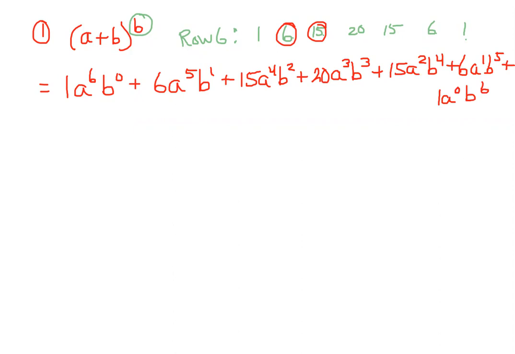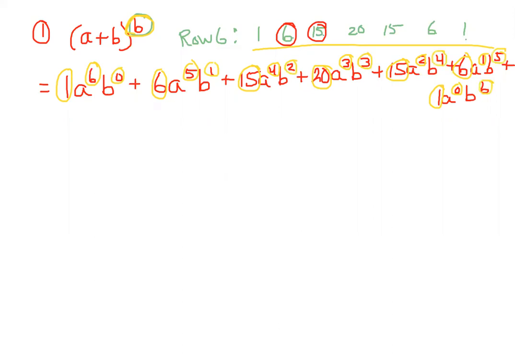Okay, I'm just writing every single term out so that you can see it. So look, the coefficients correspond to this: 1, 6, 15, 20, 15, 6, 1. And the exponents of a start at 6 and go down: 6, 5, 4, 3, 2, 1, 0. The exponents of b start at 0 and go up: 0, 1, 2, 3, 4, 5, 6.